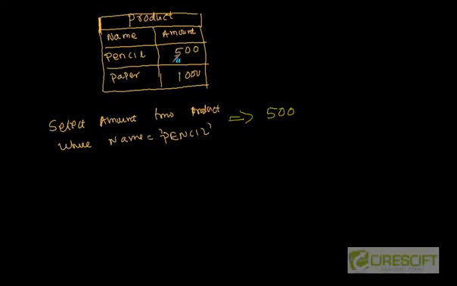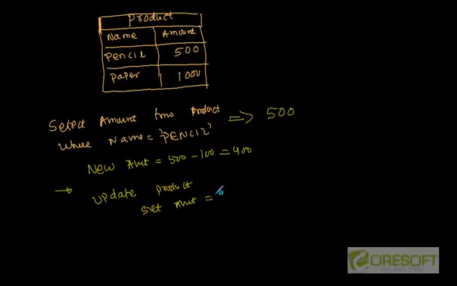Then, since I'm going to sell 100 pencils to that customer, I compute the new amount, which is 500 minus 100, that is 400. Now I go and update the product table, setting the amount equal to the new amount, 400.